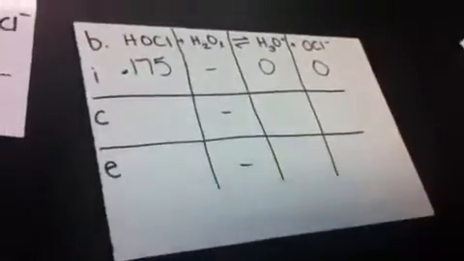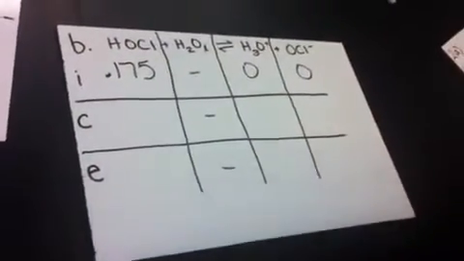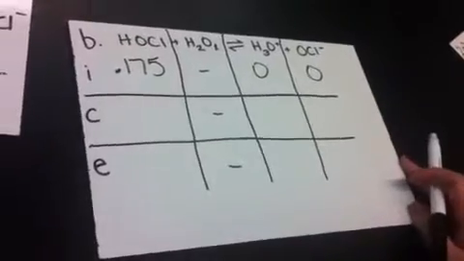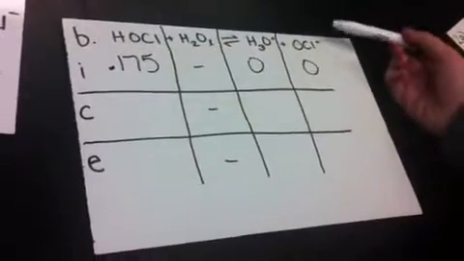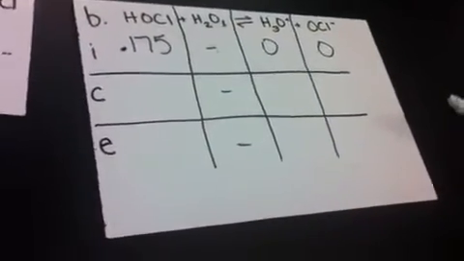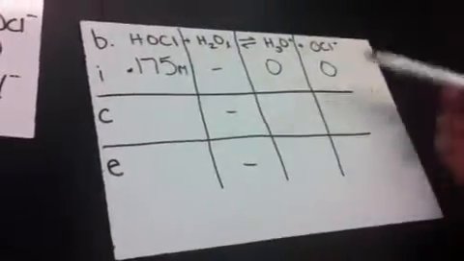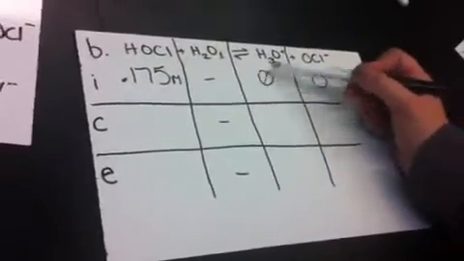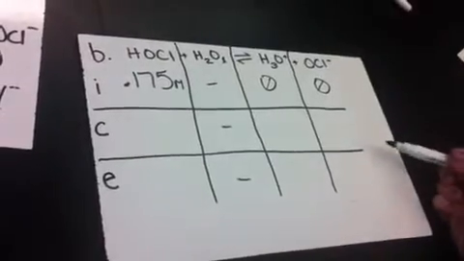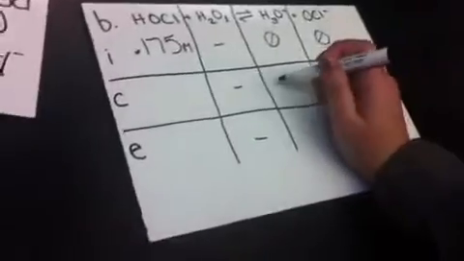Okay, so for problem B, you have to calculate the pH of a 0.175 molar solution of HOCl. So I drew an ice table and I wrote the equation on top of the ice table, and then I filled in what information we had. So there was the 0.175 molar, and then the H2O is a liquid, so none of the values count. And then there's the zero values for the hydronium and the OCl negative. And so since that's all we have to use x's.